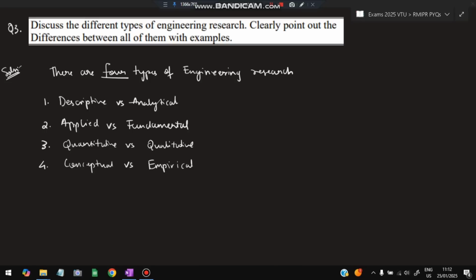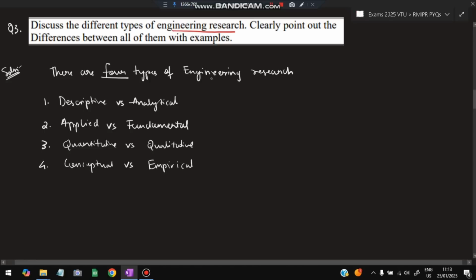The next question is: discuss different types of engineering research. Okay, engineering research we just discussed in the previous question. So what does engineering research mean? We are trying to understand more about engineering, trying to solve problems more effectively. So there are different types, different ways in which we understand. Clearly point out the differences between all of them with examples.